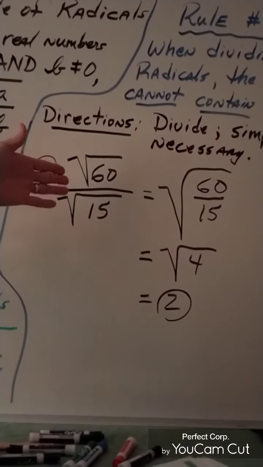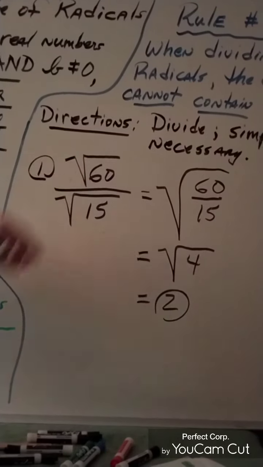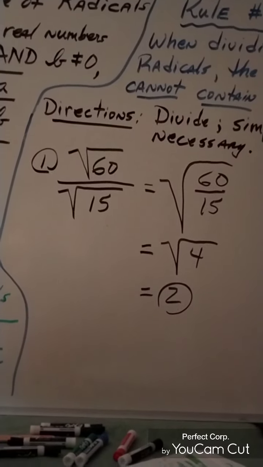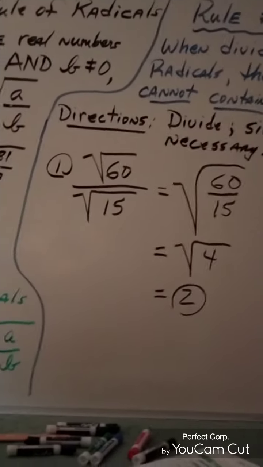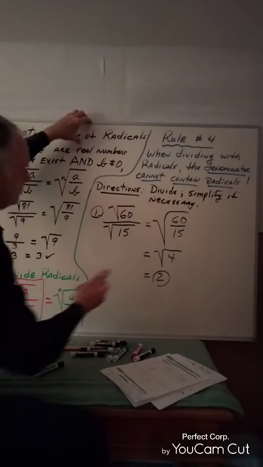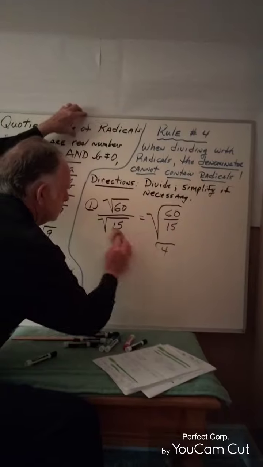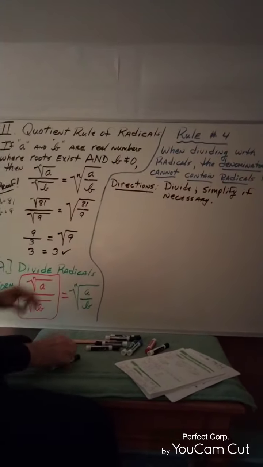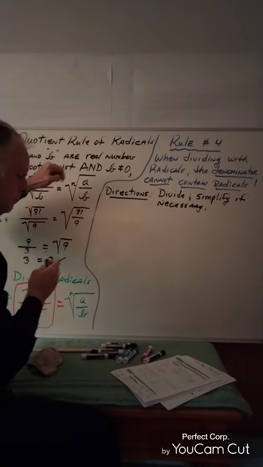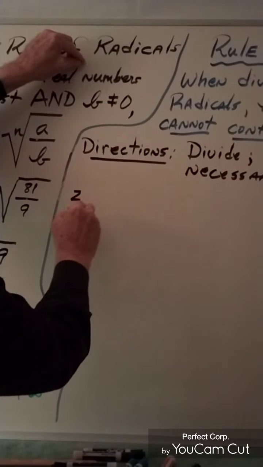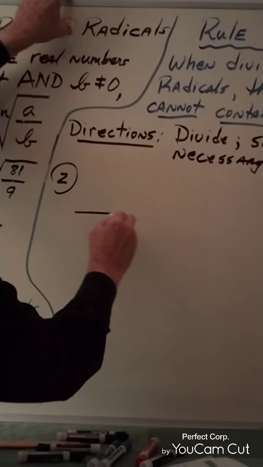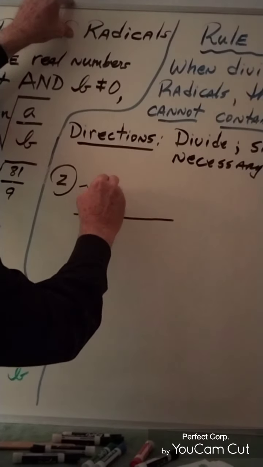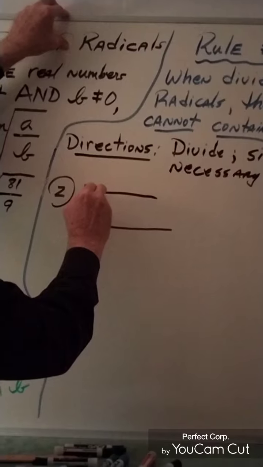So we couldn't get anywhere with this one, leaving it in this form. We had to rewrite it. That's the quotient rule of radicals. There's number 1. Let's go to number 2. Make the division sign. And we'll go with a different index.